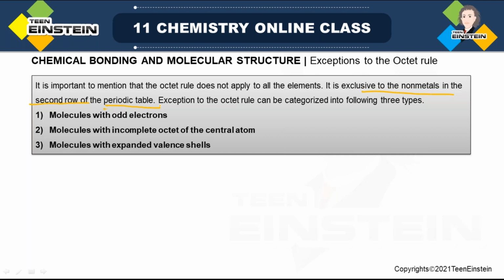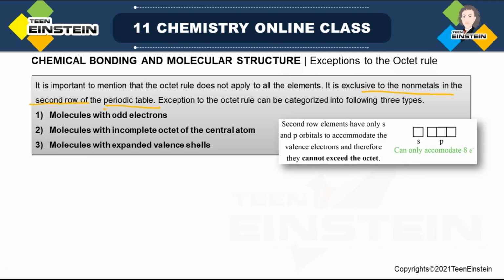And the second situation arises when there is an incomplete octet of the central atom. That means surrounding the central atom, the total number of electrons present is less than 8. So that is why it is an incomplete octet. And the third case, which is the reverse of the previous one, is expanded octet. That means now surrounding the central atom, the total number of electrons involved is greater than 8. So that is why we call it expanded. Okay. So these are the 3 situations where you can see some exception to the octet rule.